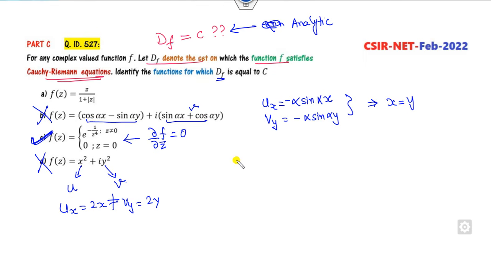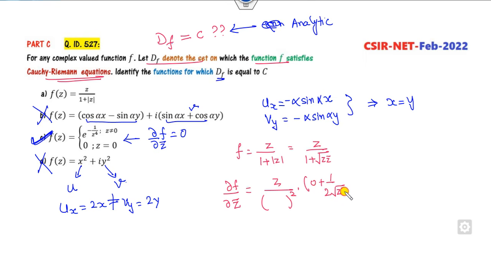Look at the first option. f is z over 1 plus mod of z. I can write this in terms of z and z bar. Now you can take the partial derivative with respect to z bar. The z is a constant, so I can write it as the whole square in the denominator, into z. Clearly this is non-zero, so it is not analytic. So the right answer is only C, the correct option.